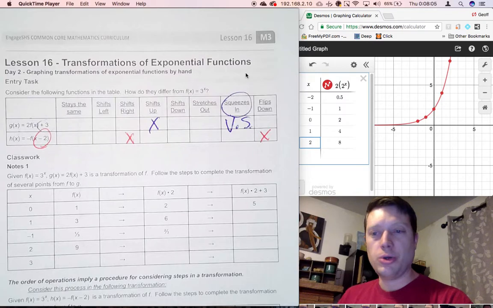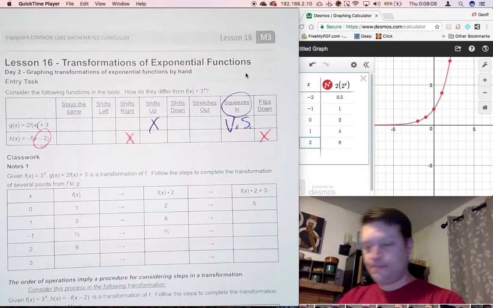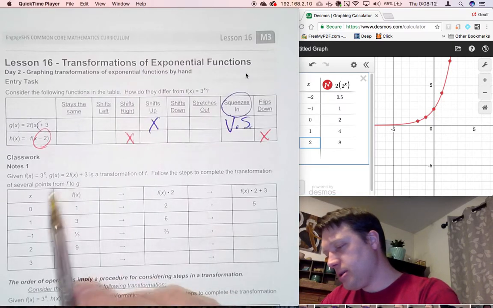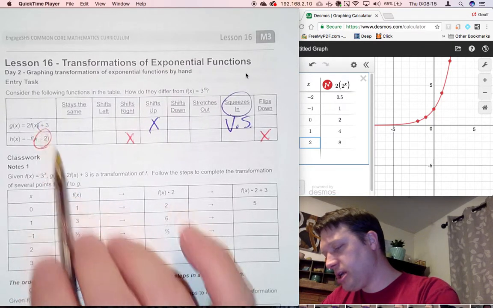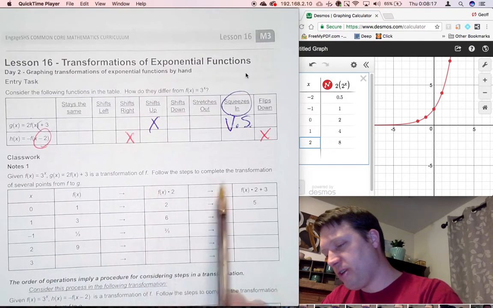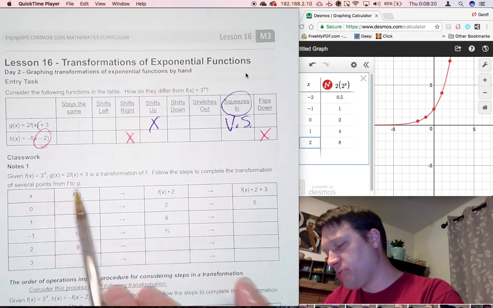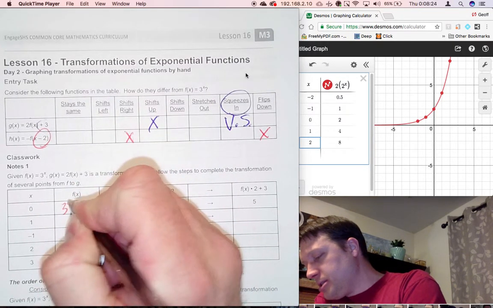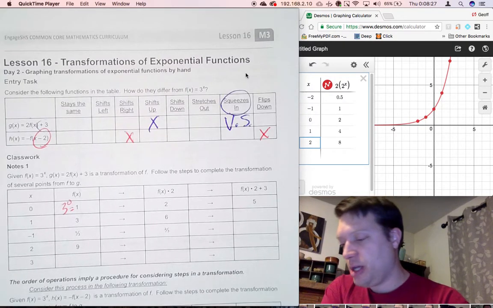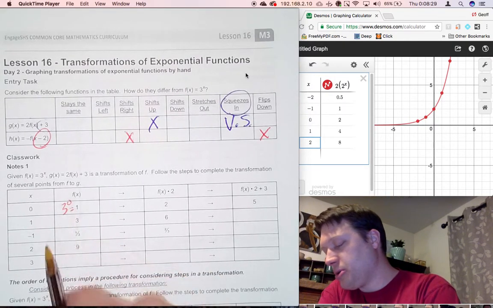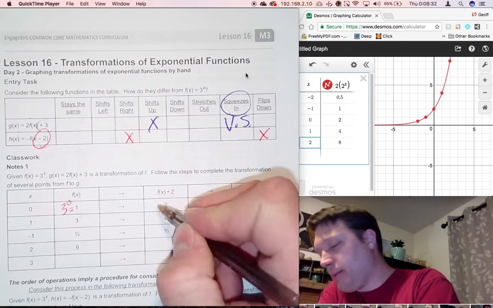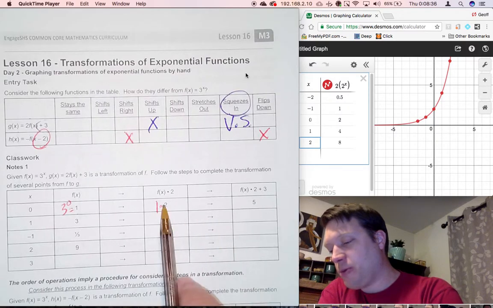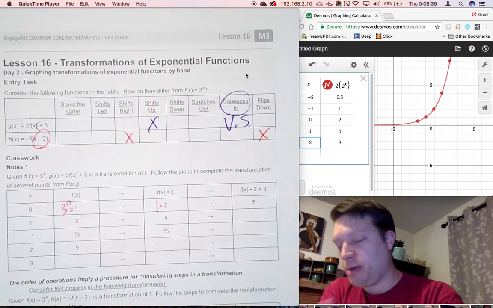Okay, let's go on to classwork and notes number 1. Given that f of x equals 3 to the x and g of x, oh hey, we're studying that one from up there, is the transformation of f. Follow the steps to complete the transformation of several points from f to g. So 0, as in 3 to the 0 equals 1. Easy enough. So 3 to the 0 equals 1, and then you're going to take that 1 and multiply it by 2. 1 times 2 is 2. And then the last part, after we multiply by 2, we're going to add 3. So 2 plus 3 makes 5.